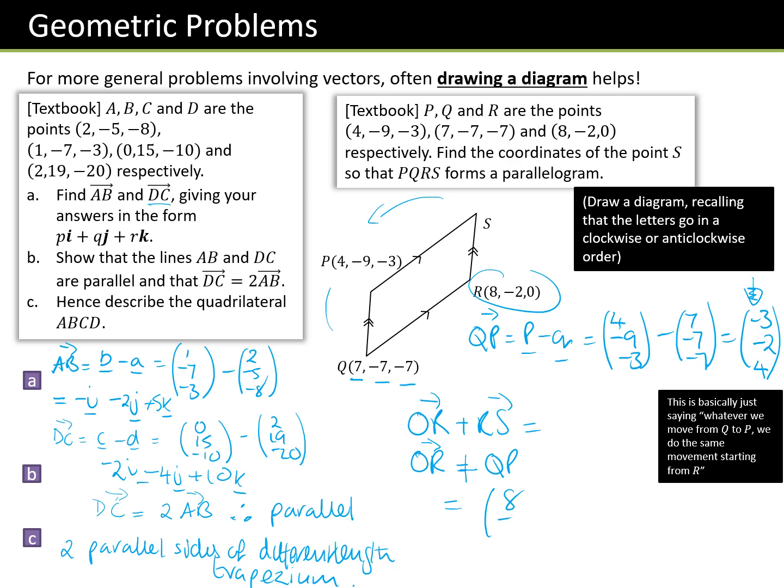O to R is going to be 8 minus 2, 0. And then if we just add on the minus 3 minus 2, 4, 8 minus 3 is going to be minus 5. No, it's going to be plus 5. Minus 2 minus 2 is minus 4, and 0 plus 4 is 4. So that is going to be the position vector of S, and then we can just write the coordinates of S will be 5, minus 4, 4.